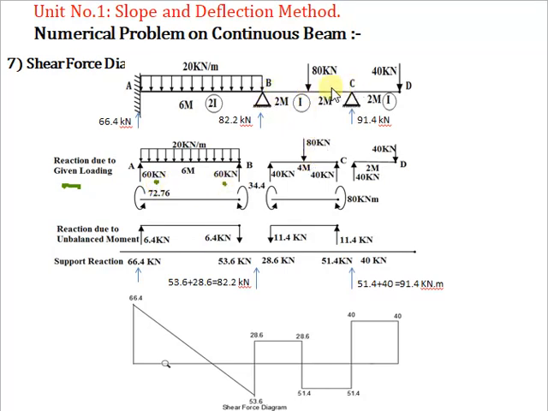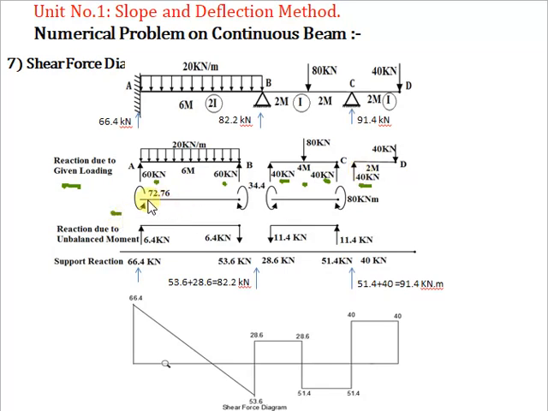Let's consider the FBD of BC. An 80 kilonewton load is there at mid span. So divided by 2, we will get a reaction at each end of 40 kilonewton in upward direction. And CD is a cantilever, with a 40 kilonewton point load acting at D. So the reaction will be opposite to 40 and the magnitude will be 40, so 40 kilonewton in upward direction.